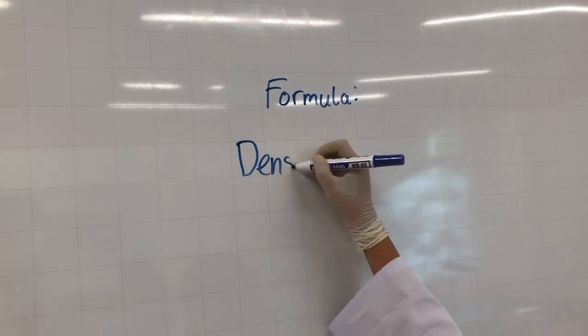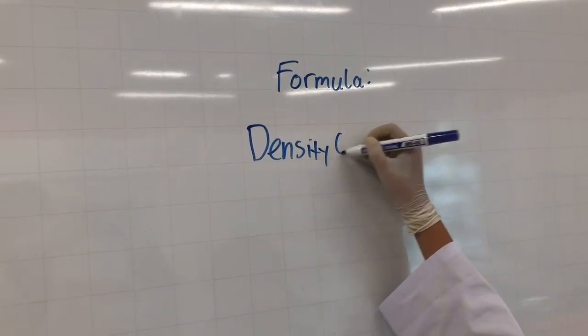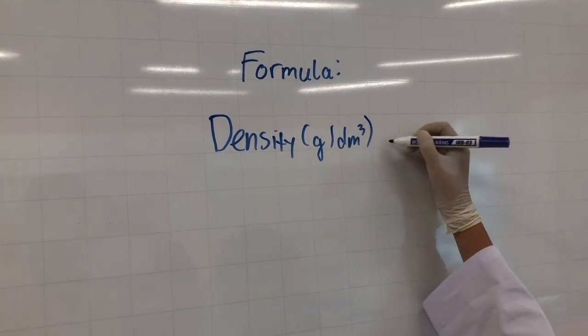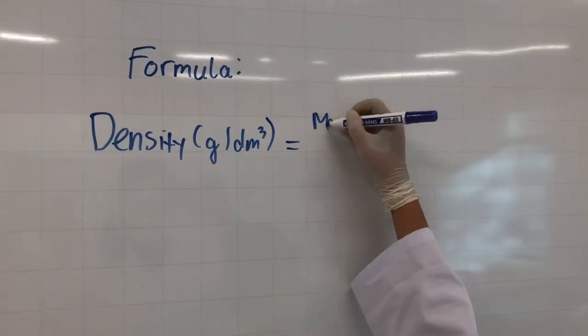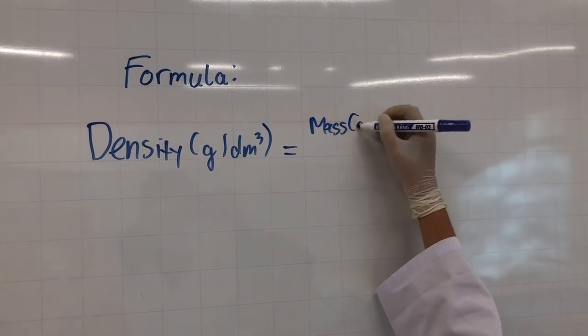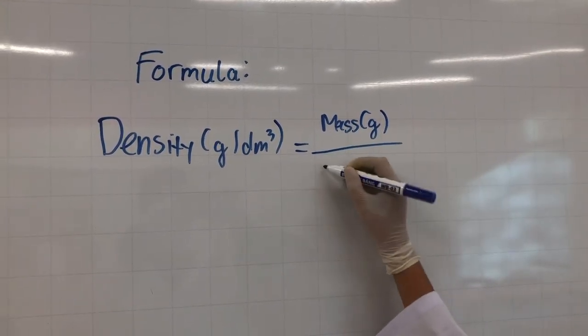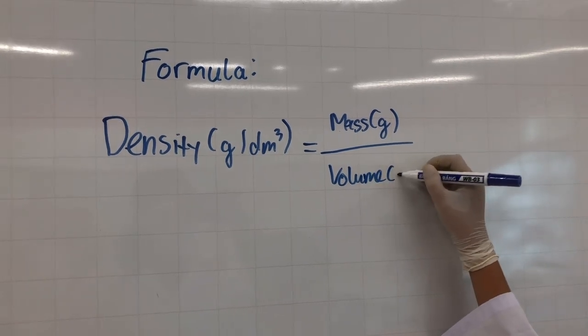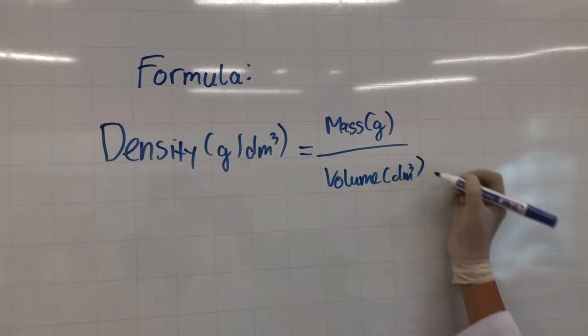So here is the formula for density. The unit of density is gram per centimeter cube, which equals mass, unit gram, over volume, unit centimeter cube.